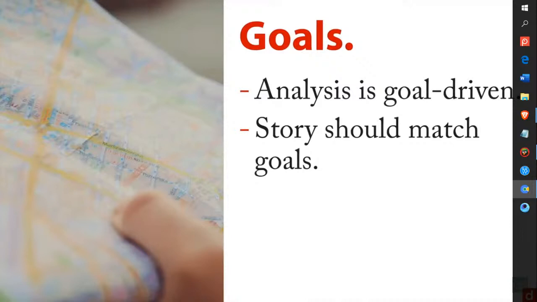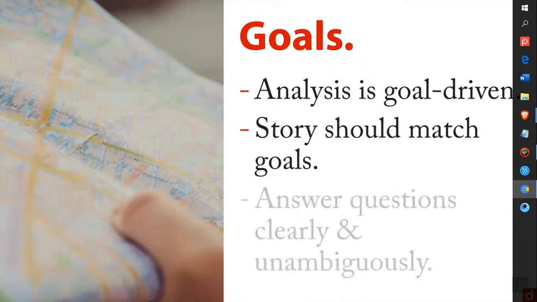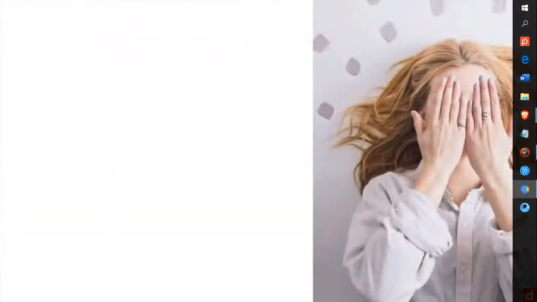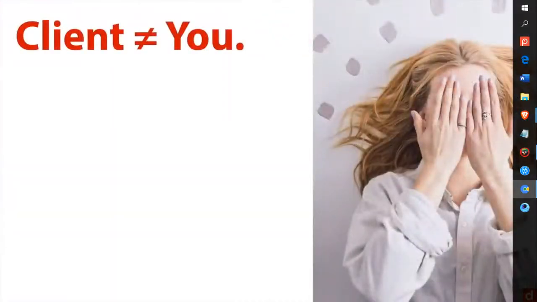If you're working for a client and they had a specific question that they wanted you to answer, then you have a professional responsibility to answer those questions clearly and unambiguously so they know whether you said yes or no and they know why you said yes or no. Now, part of the problem here is the fact that the client isn't you and they don't see what you do. And as I show here, simply covering your face doesn't make things disappear.